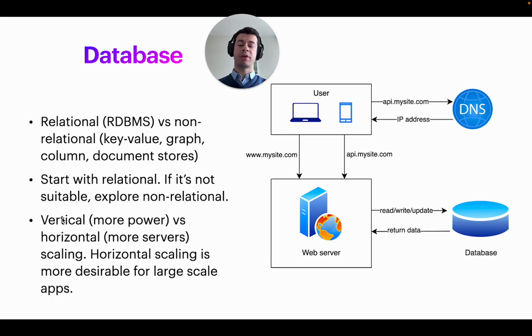Vertical scaling has its limitations. Obviously there's a hardware limit of how much RAM or CPU you can add to a single machine, and there's also no redundancy. You still have one single database, and if it fails, the whole system shuts down. Because of those reasons, horizontal scaling is more desirable for designing large scale applications like this one.